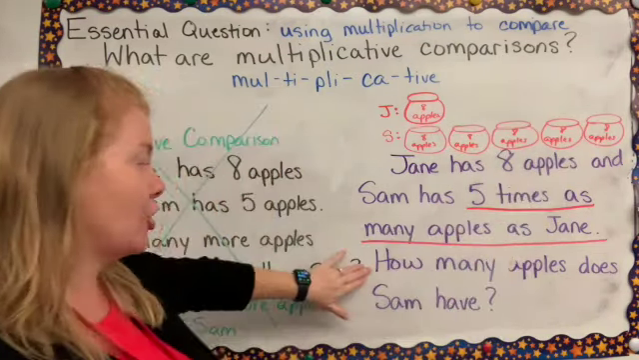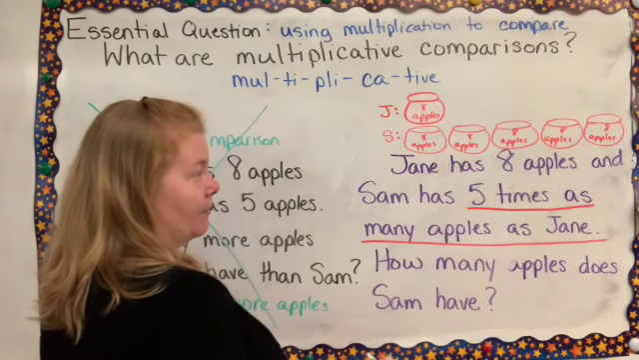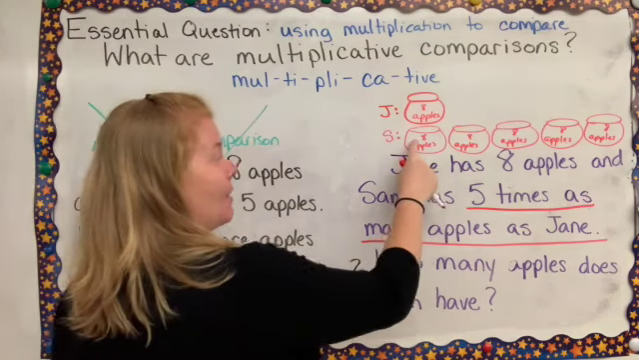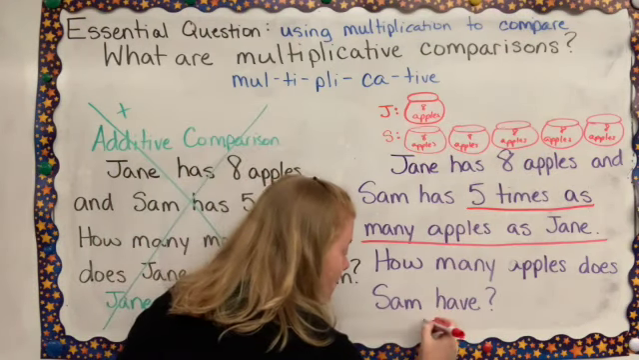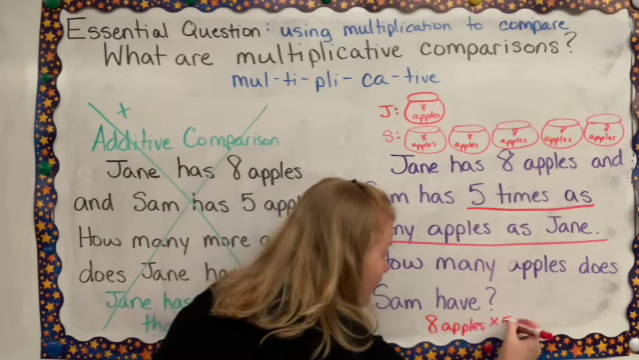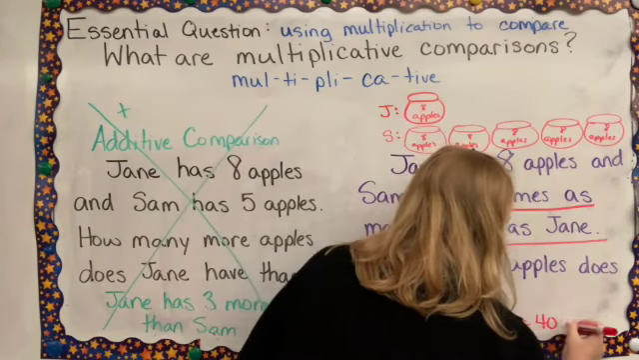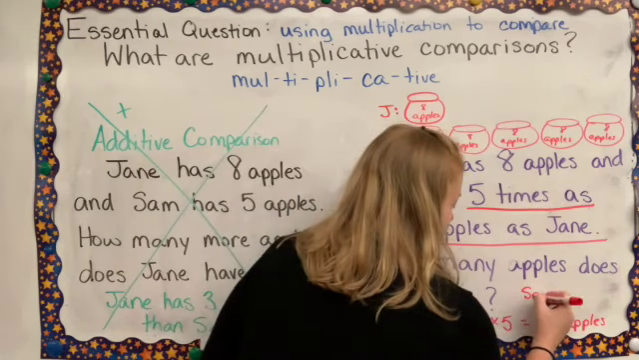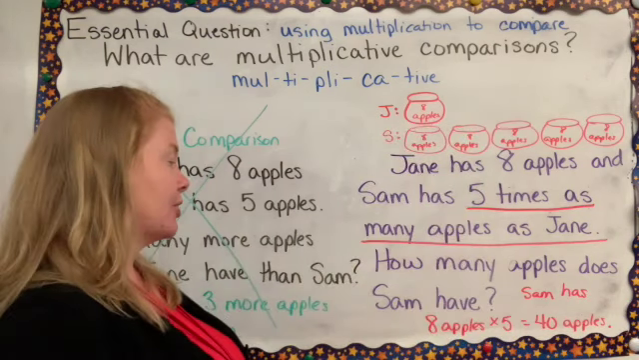Pause the video and see if you can figure it out. How many apples does Sam have? Perfect. If you pause the video, you should know by now that if Sam has 8 and he has it 5 times, then my equation would be 8 apples times 5 equals, perfect. So we know now that Sam has 40 apples. Sam has 40 apples. How many apples does Sam have?